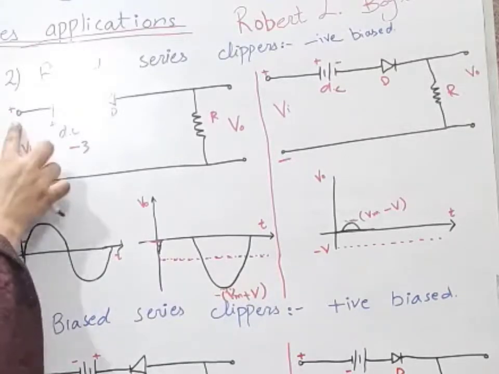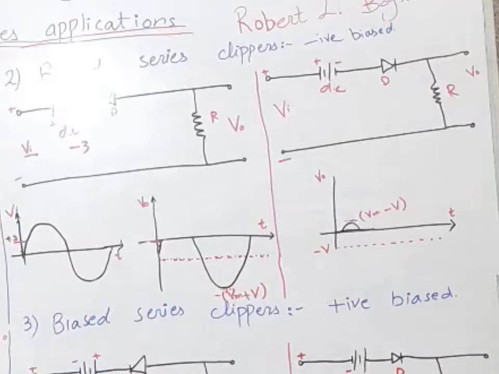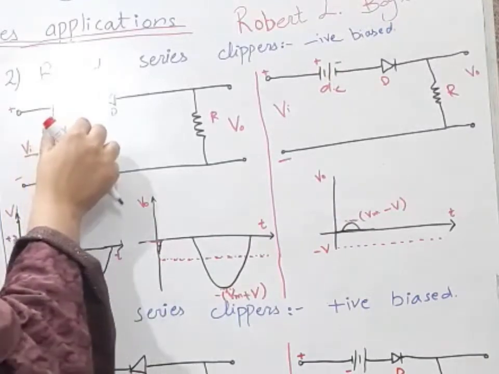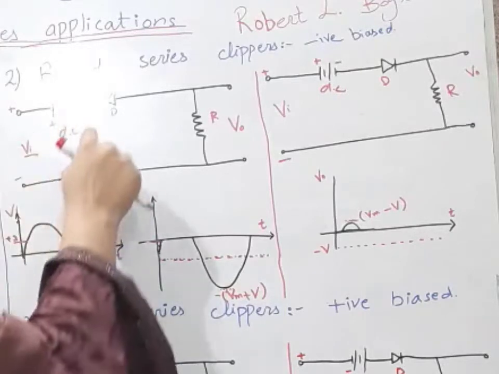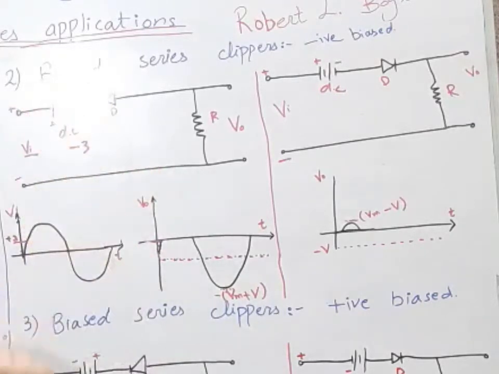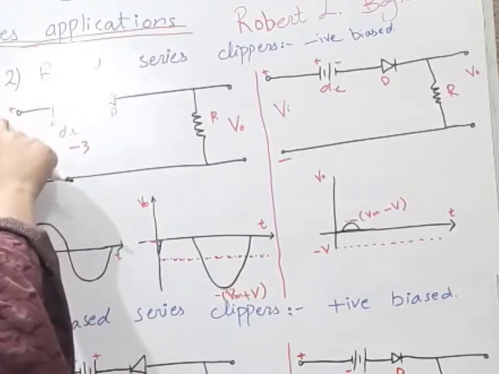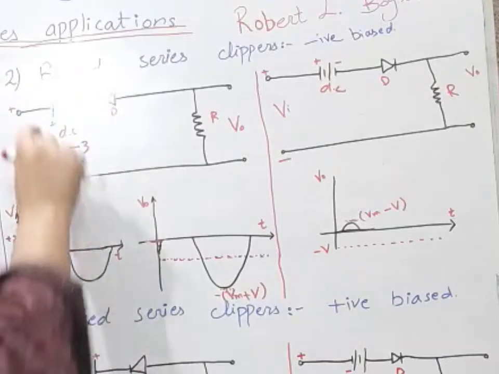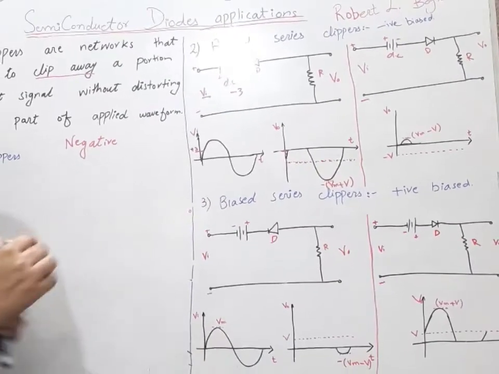Our applied waveform tries to make this diode reverse biased, but our connected DC battery tries to make this diode forward biased because N is connected to negative. So this one tries to make it reverse biased, and this one tries to make it forward biased. Here is a competition between reverse biased and forward biased. Who will win?